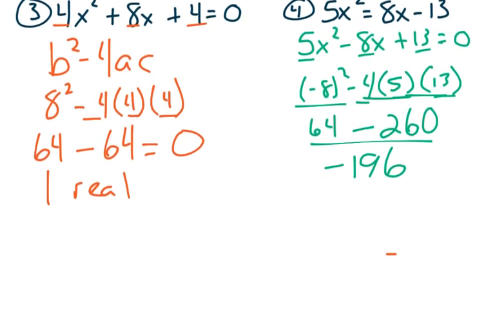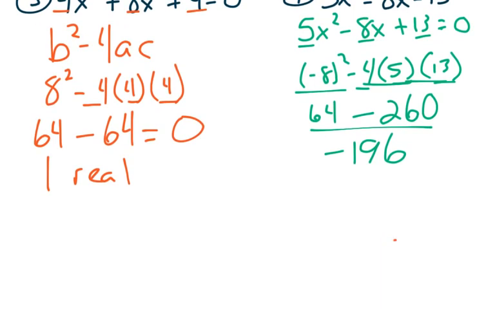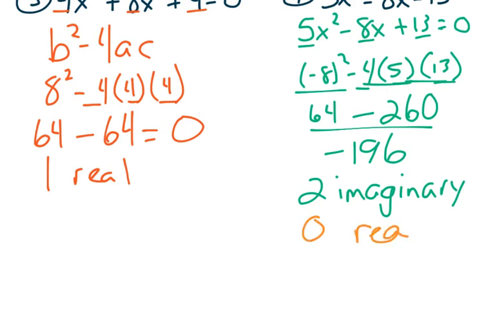If your discriminant is less than 0, what that means is you have 2 imaginary solutions. For some reason the pen is not writing well. 2 imaginary, or you could write 0 real. Either one is perfectly acceptable.